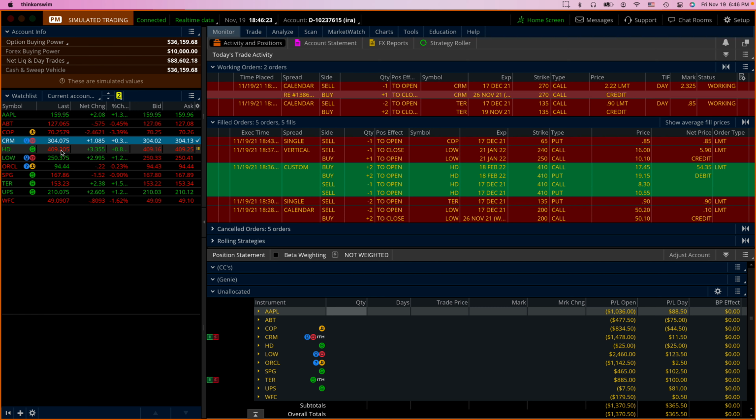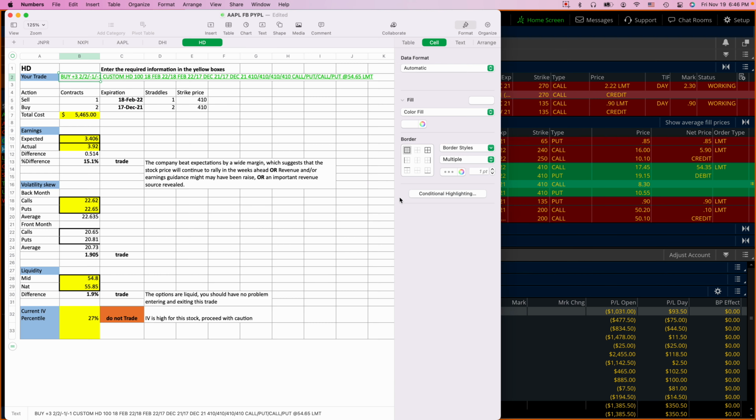Okay, let's move on to Home Depot. Home Depot is a trade that I just entered, and here is the trade. I have it here. They beat expectations by a wide margin, so we have to remember always to use the spreadsheet. If you don't have it, please ask and I'll send it to you. Then you have 15.1% is the difference between the expected and the actual earnings. So they beat expectations by a wide margin. The volatility skew is favorable.